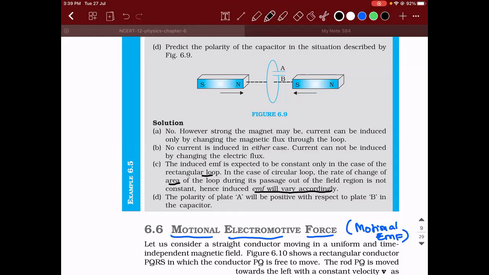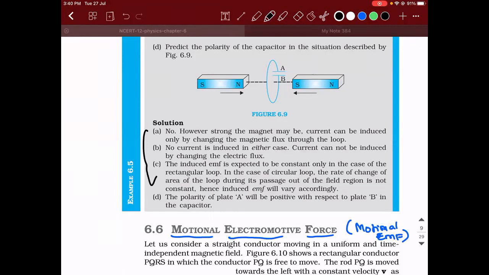Clear, guys? There's also an important point. These kind of questions come. This can be asked as an assertion reason question. For that matter, anything can be asked out of the three.